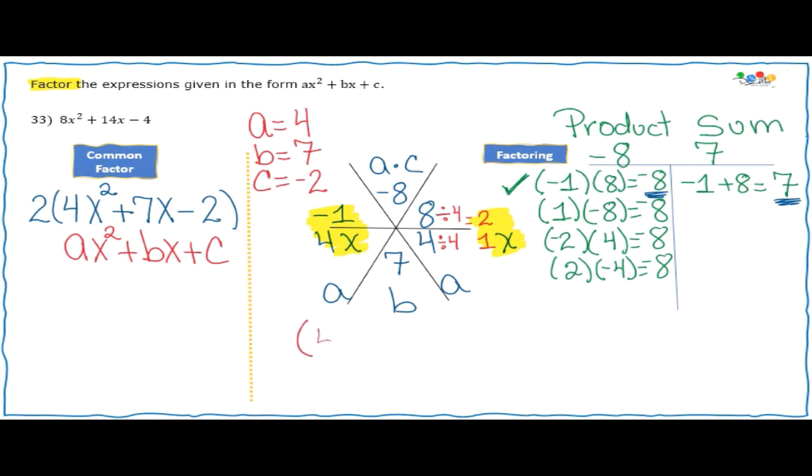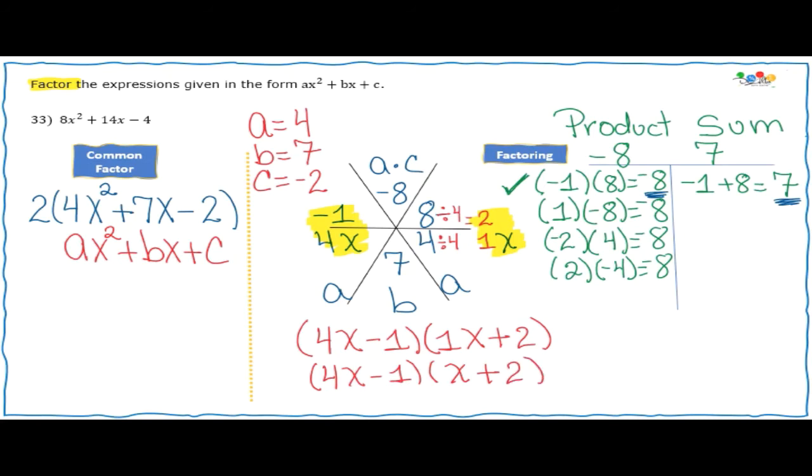So the first one will be 4x minus 1. Second factor will be 1x plus 2. And I know what you're thinking. Miss, rewrite it, please. Because the 1 is not needed, so we can rewrite it. So that will be my 2 factors. Very good.